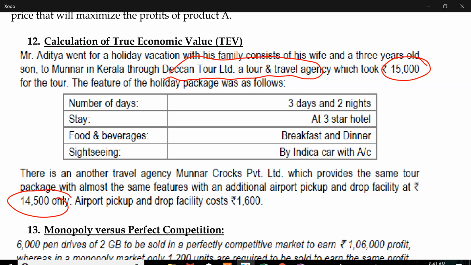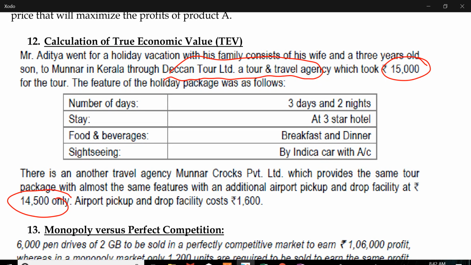Now write true economic value equal to cost of next best alternative, plus or minus value of performance differential. Cost of next best alternative plus or minus value of performance differential.